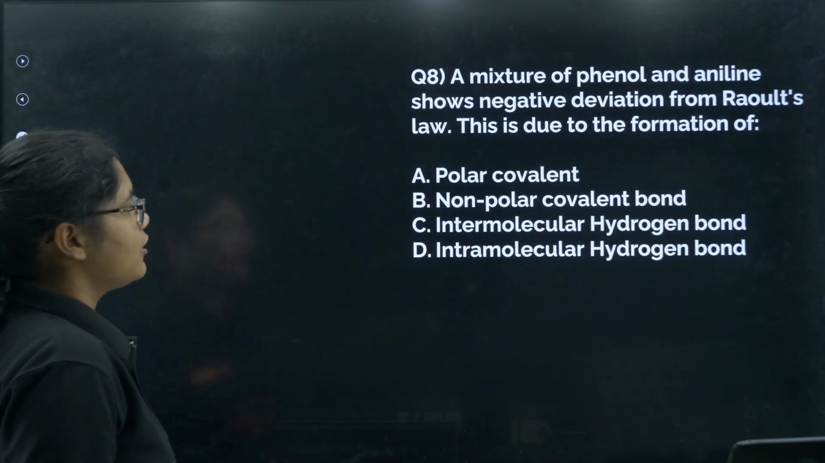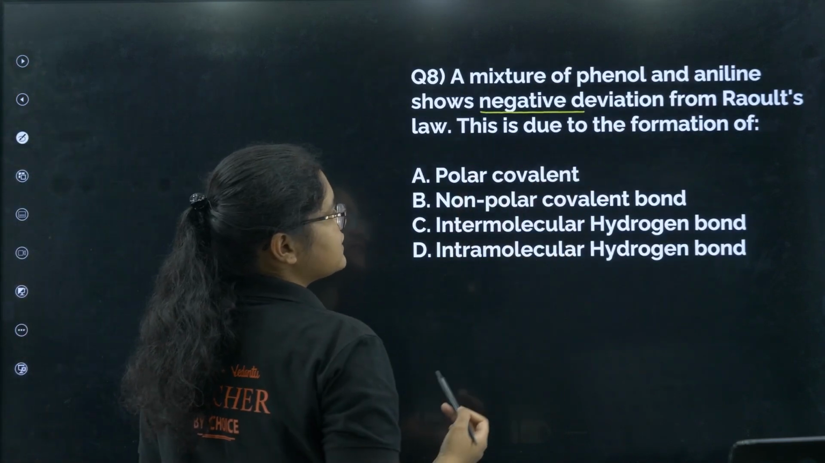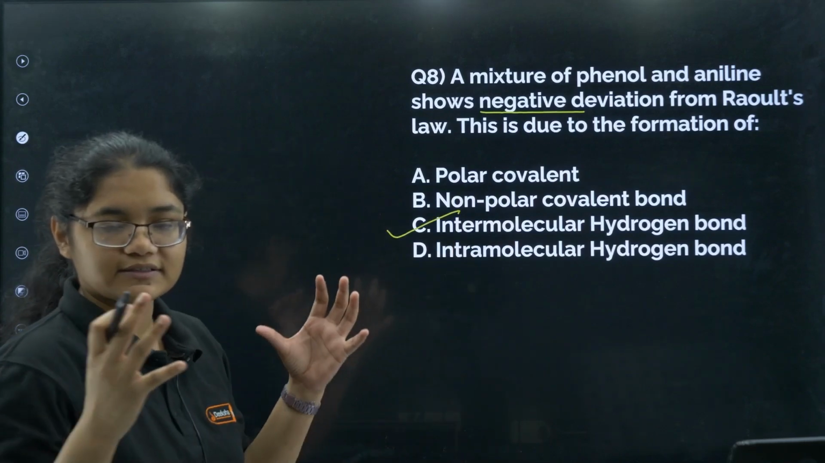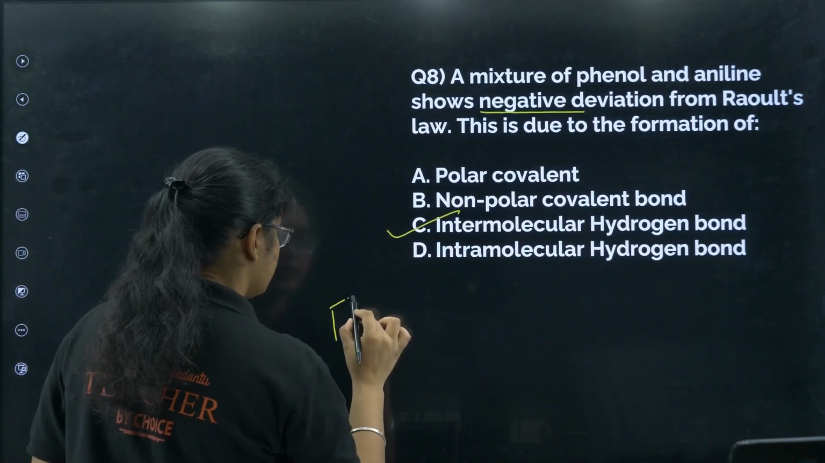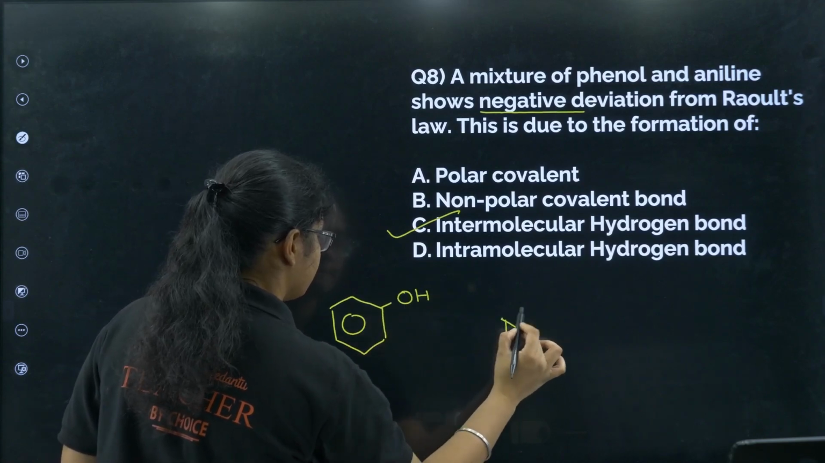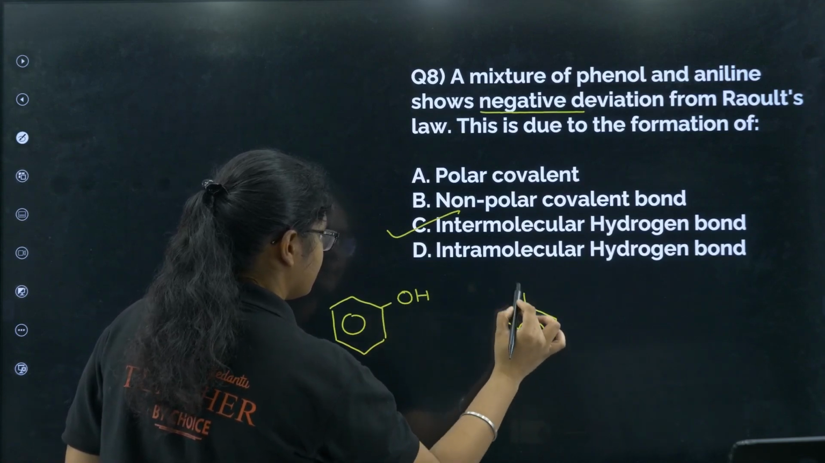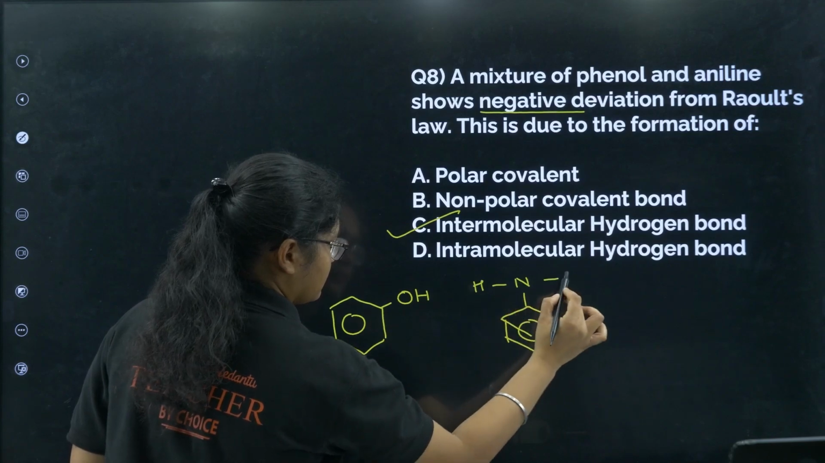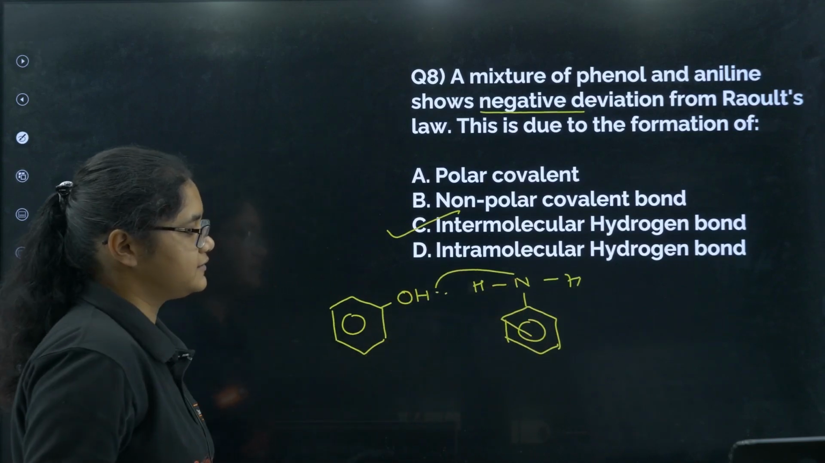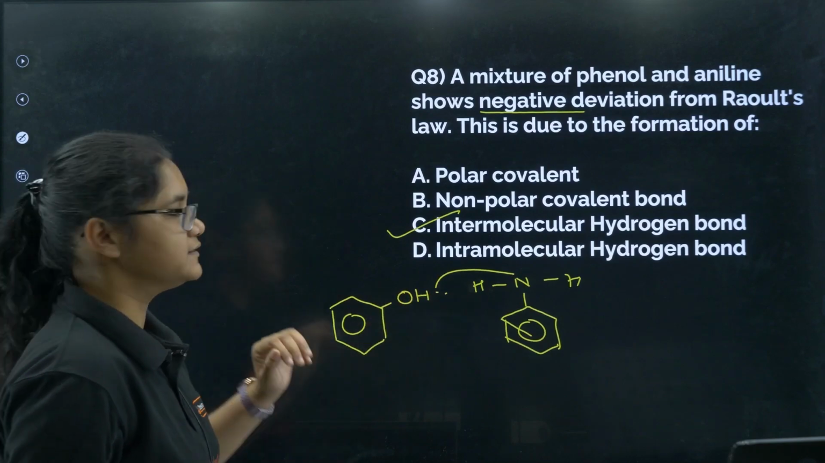Next, a mixture of phenol and aniline shows negative deviation. What is the reason for that? Because of intermolecular hydrogen bond. You can see phenol is there and we have aniline. There is a hydrogen bond between this hydrogen and this nitrogen, and this hydrogen and this oxygen.